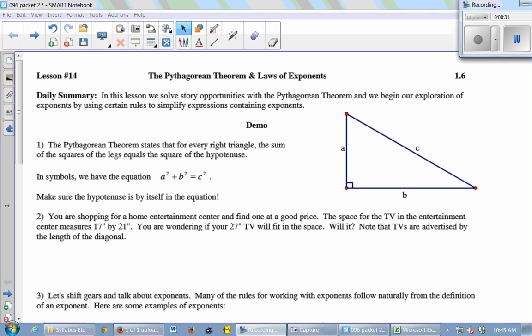All right, so the Pythagorean Theorem states that for every right triangle that's got a right angle in here, meaning two of its legs are perpendicular, the sum of the squares of the legs equals the square of the hypotenuse. Right? So the legs are the two sides that form the right angle, and the hypotenuse is the side that's opposite the right angle. So this side is a leg, this side is a leg, and this side, the side opposite the right angle, is called the hypotenuse.